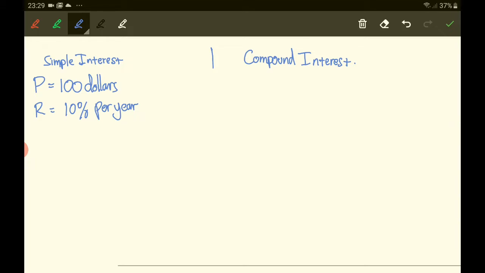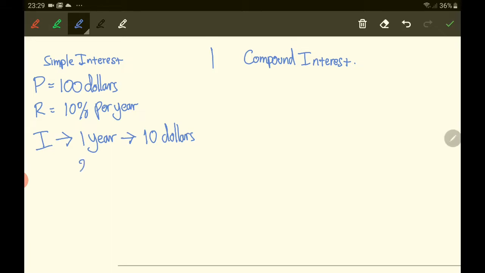The meaning of rate here is that every year you will have extra 10% out of the principal. So when we try to find the interest, what is the interest after 1 year? After 1 year you will have 10% out of $100, because the rate is 10%. So in the first year you will have $10, because 10% out of 100 is $10.